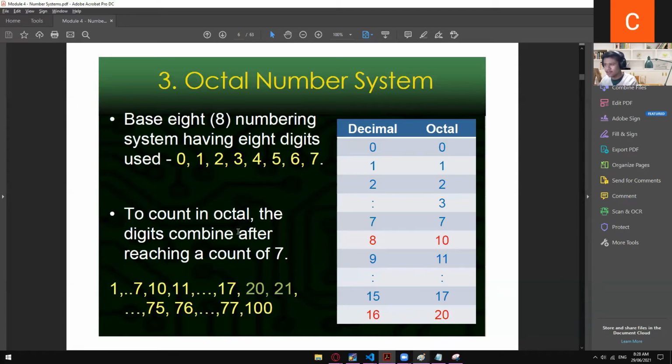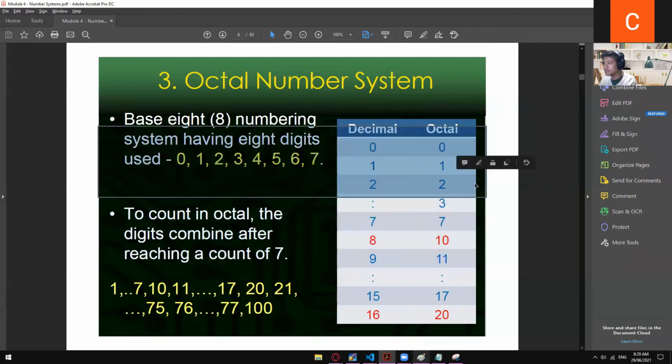Okay, so that's one thing that you guys need to take note of. Once you reach the value of 8, it's already converted to 10. Once you reach the value of 9, it's already converted to 11. So 9 to 15 in decimal is 11 to 17 in octal. So if we have, let's say, 16 right here, it's already 20 in octal, and so on and so forth. So just keep on counting and just keep on skipping the 8 and 9s. Okay, so 0 to 7 from decimal to octal is the same.